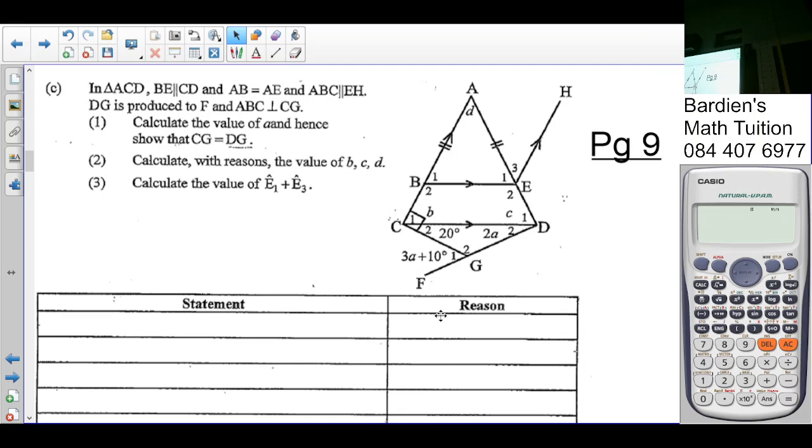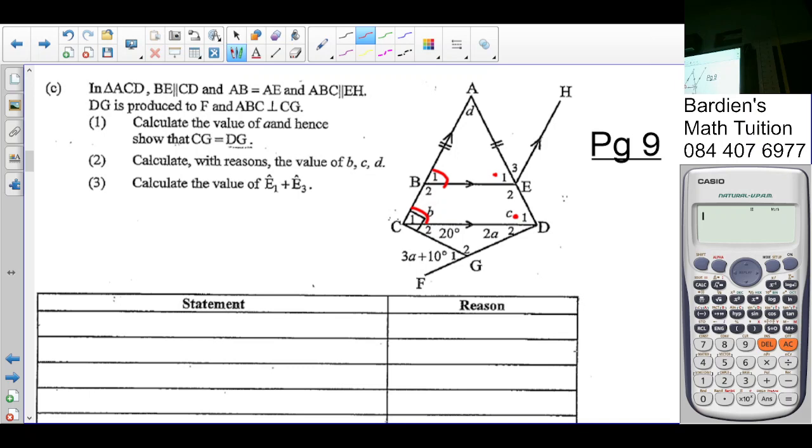So we are told that in triangle ABC, ACD, we are told that BE is parallel to CD. So BE is parallel to CD. So we said many things can happen here. You can say that angle is equal to that angle. These corresponding angles. This angle is equal to that angle there. And the co-interior angles. And so on.